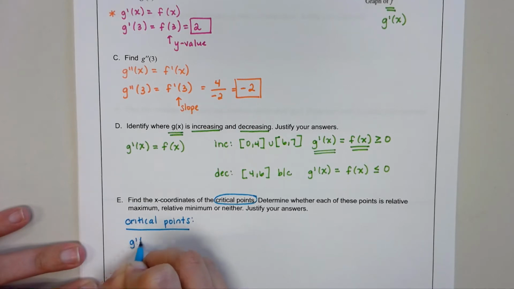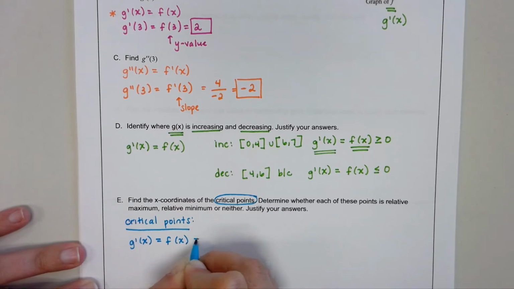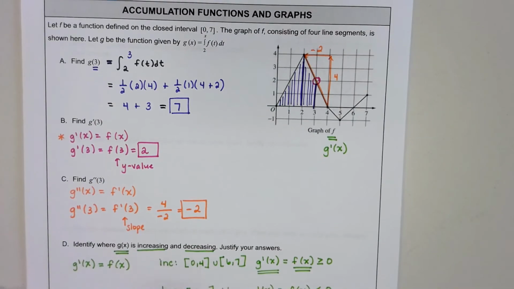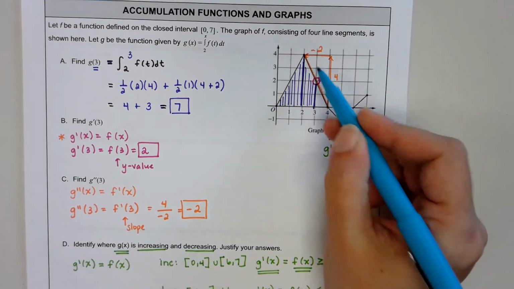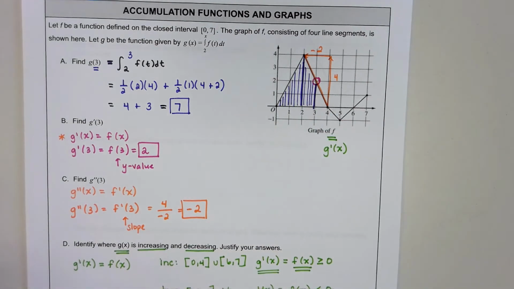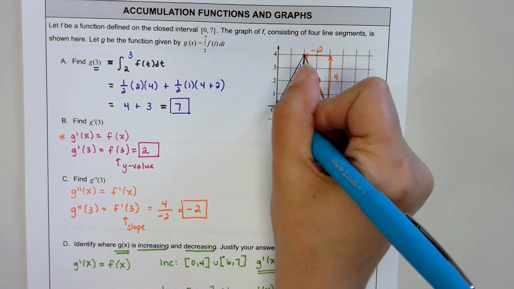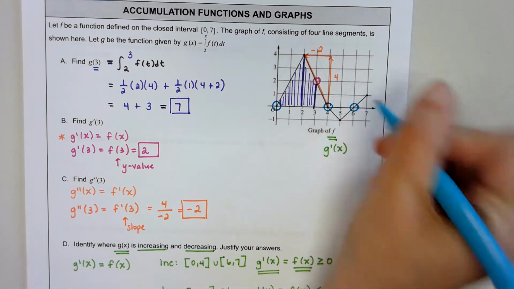where g prime of x, which in this problem is really just f of x, is equal to 0 or does not exist. Now, based on this graph, there are no places where the derivative does not exist because there are no places on this graph where there is a hole or an asymptote or something that would tell me it doesn't exist. Which means I'm really just looking for places where the derivative, which is just f of x, is equal to 0. So that would be 0, 4, and 6.